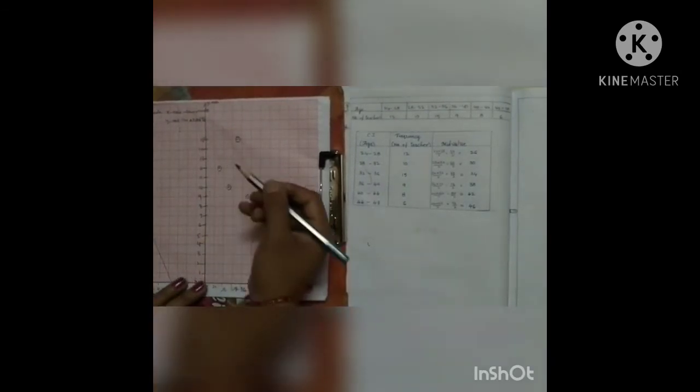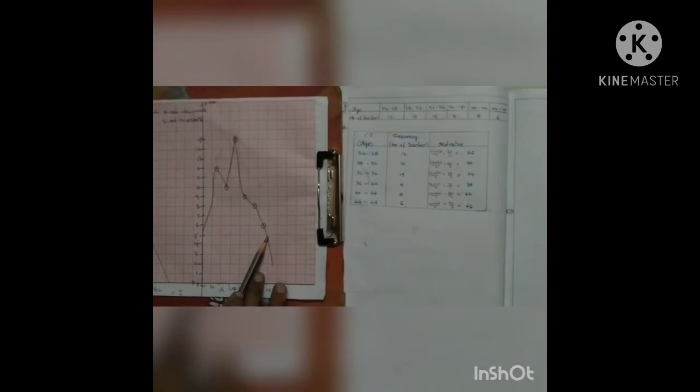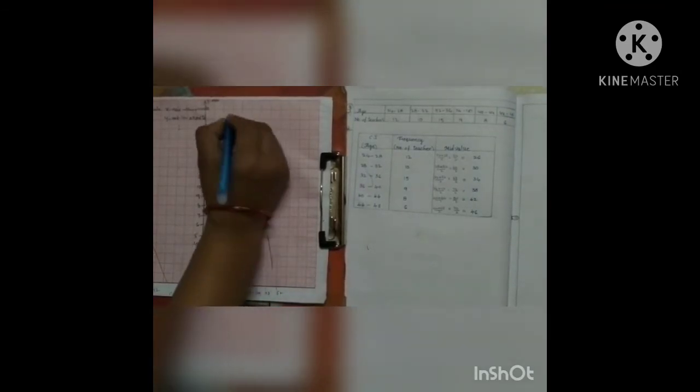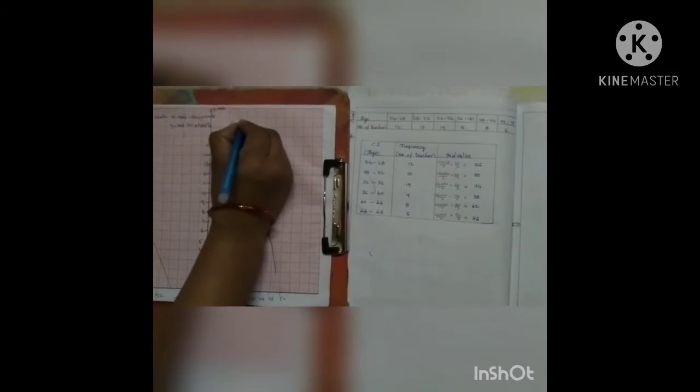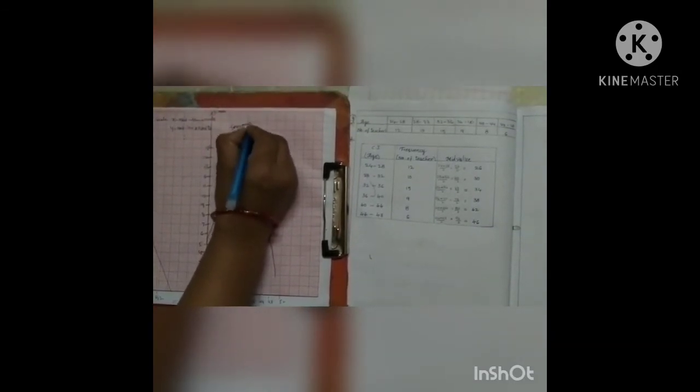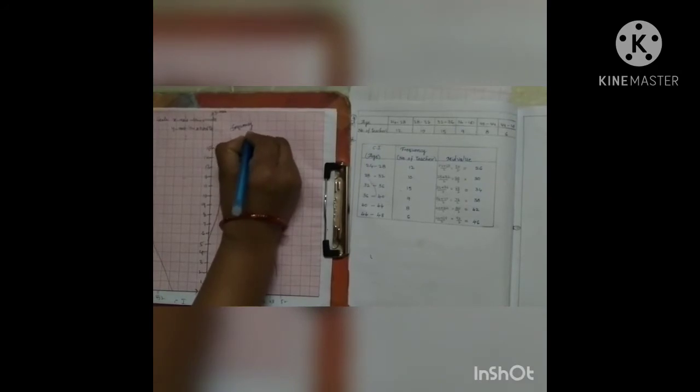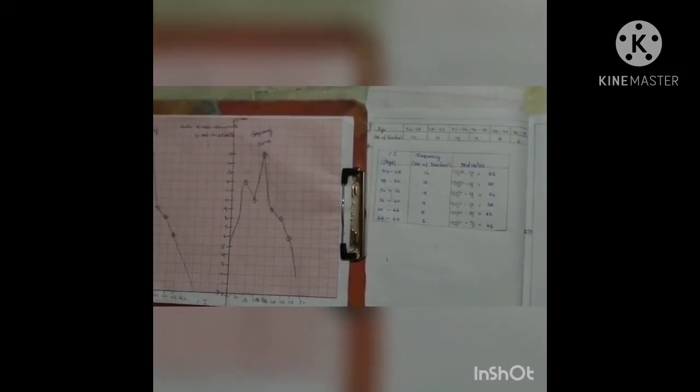So now what is a curve? We draw it with the help of a hand. With the help of a hand we draw the curve; with the help of a scale we draw the polygon. It is a frequency polygon and it is a frequency curve. Okay children, did you understand? Okay.